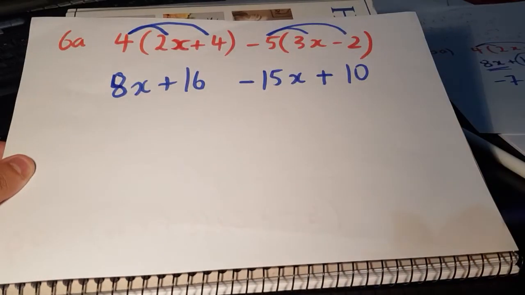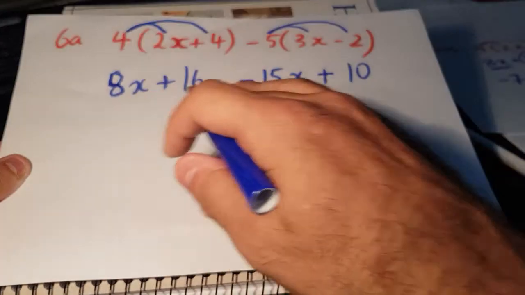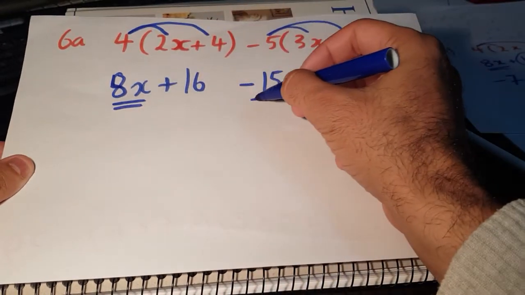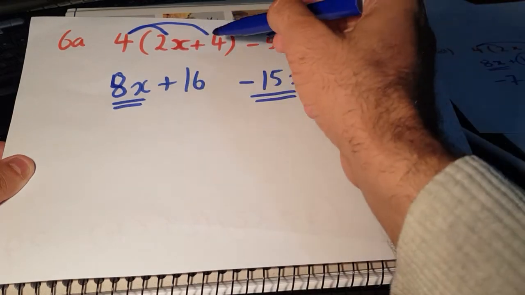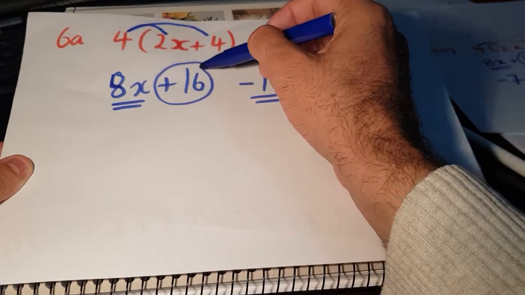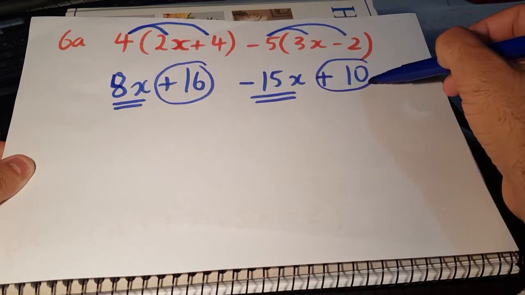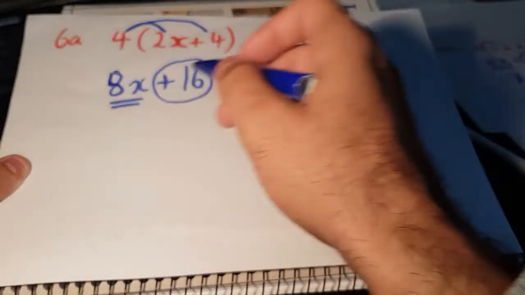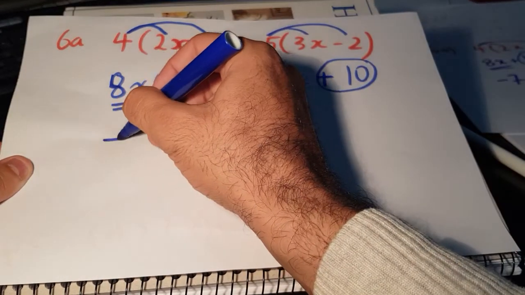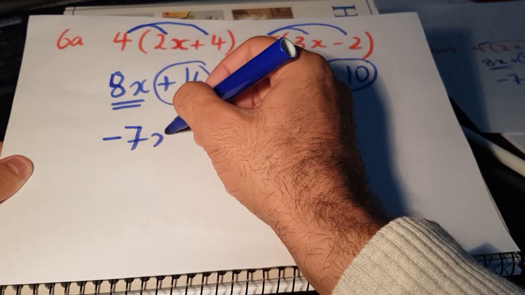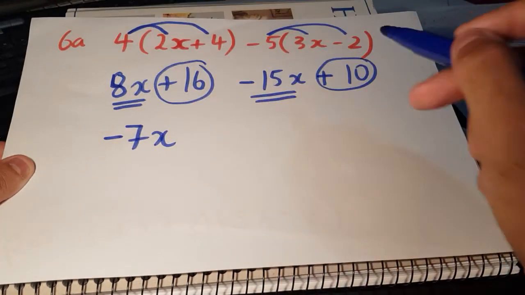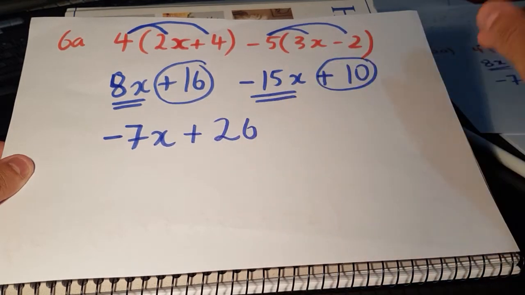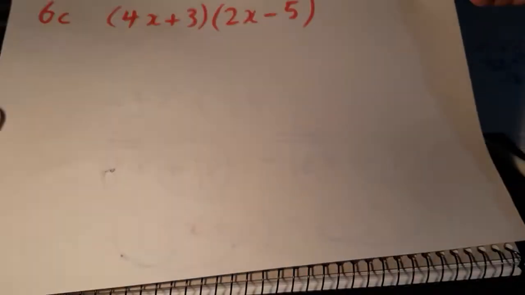Now that we've got this whole heap of terms, we need to collect the like terms. So I'm going to collect this and this because they are like terms. And then I'm going to circle this one and this one. These are called constant terms. So I'm not going to multiply, I'm just going to combine them together. So what's 8x take away 15x? It's negative 7x. And what's 16 plus 10? It's positive 26. That's about it. I'm going to move on to the next question.